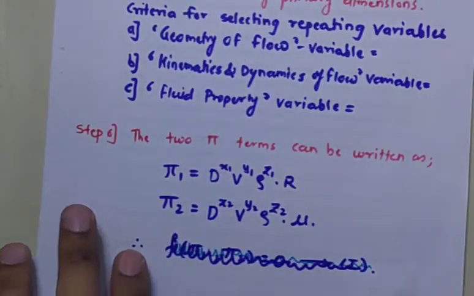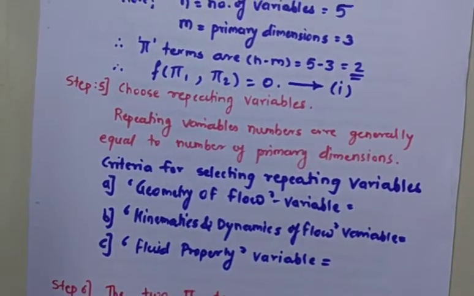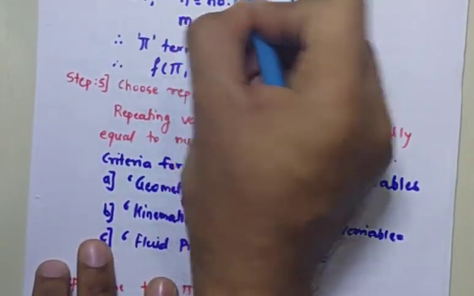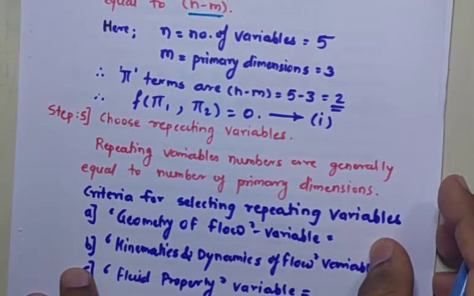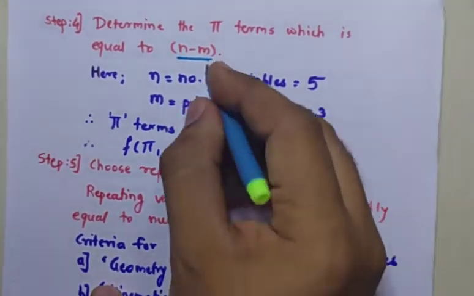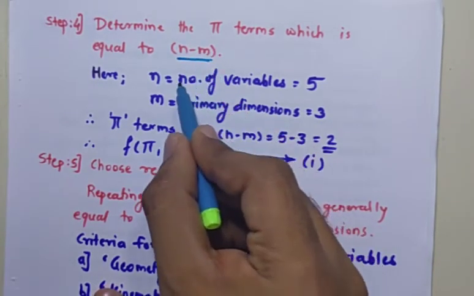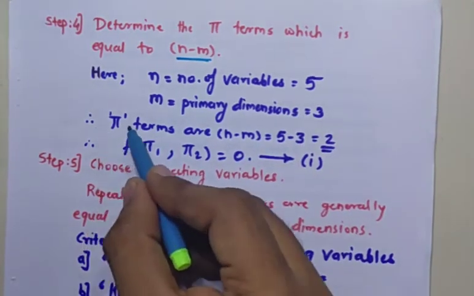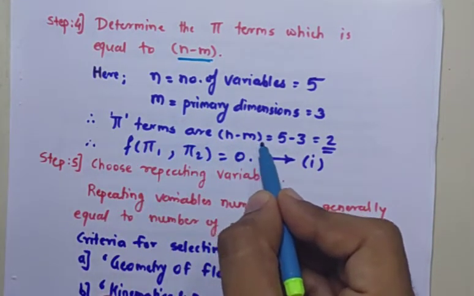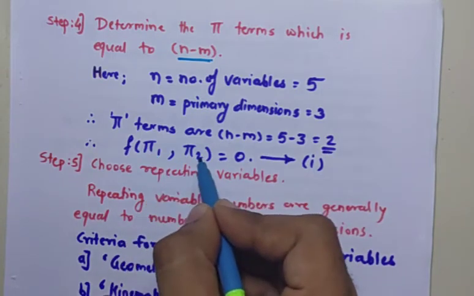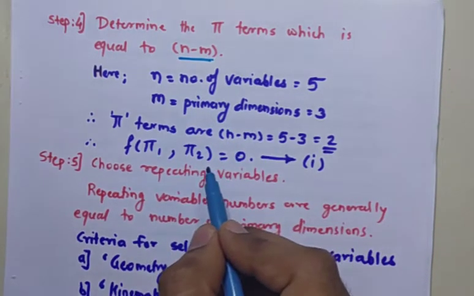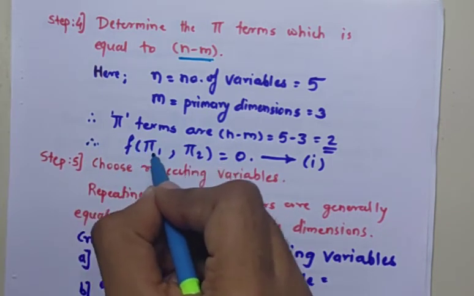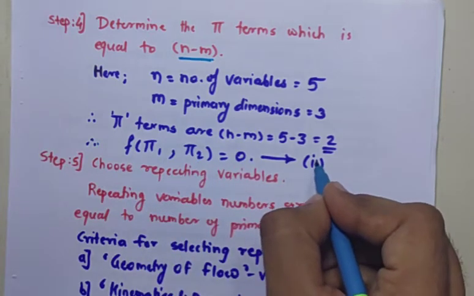Now the next step is step number 4. Determine the pi terms, which is equal to n minus m. According to Buckingham Pi theorem, the pi terms that are formed for a given phenomenon are n minus m. The number of variables in this equation is 5 and primary dimensions are 3. Therefore pi terms are n minus m, which is equal to 2. So 2 pi terms are going to form for the given phenomenon. Therefore their functional relationship is f of pi 1, pi 2 is equal to 0. Call this equation number 2.